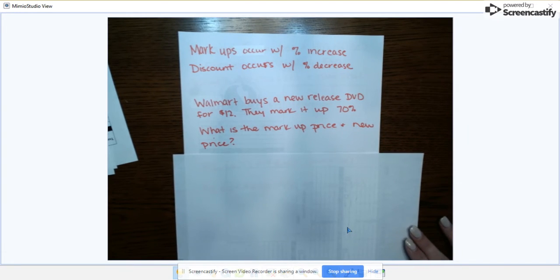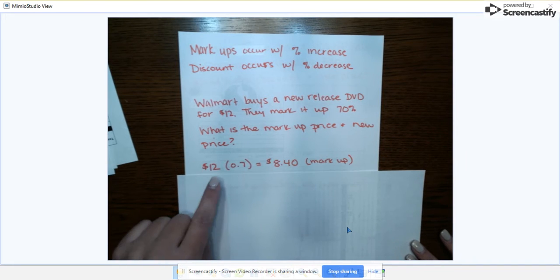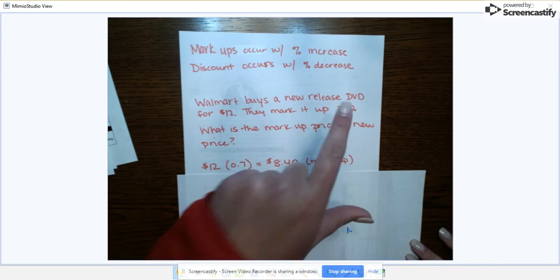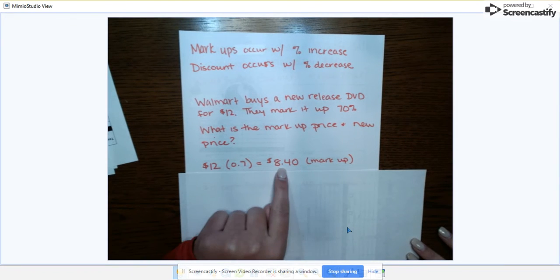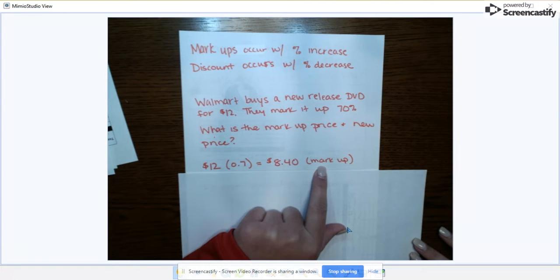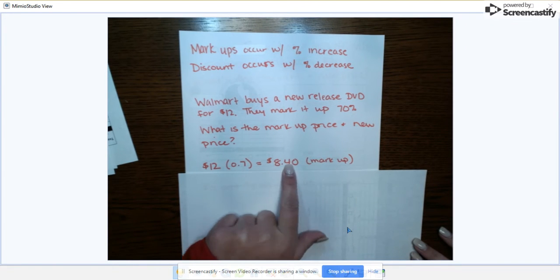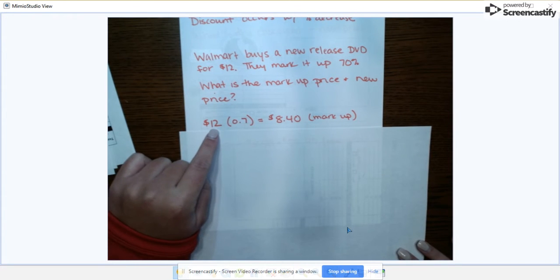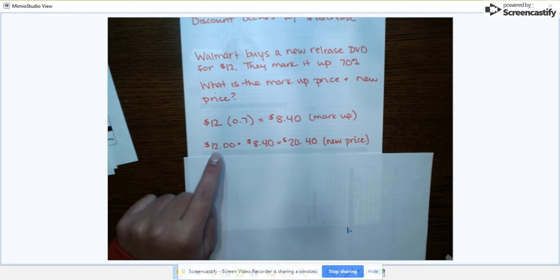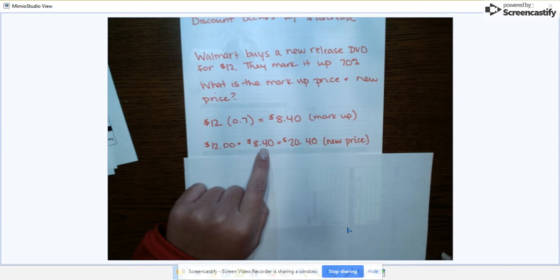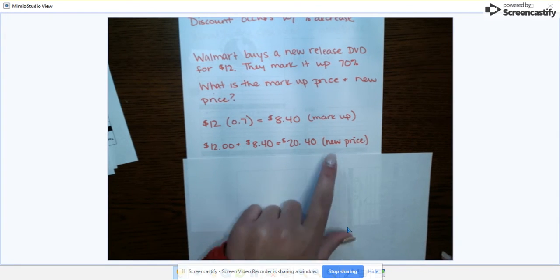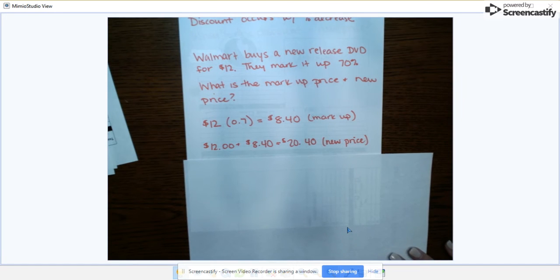So to find that markup price, we're going to take what they pay, the $12, times the percentage that they're increasing it by. So 12 times 0.7 gives us $8.40. So Walmart is going to mark up that DVD $8.40. And then to find the new price, I have to take what they paid plus that markup value. So $12 plus that $8.40 would give us $20.40 as that new price, or what we would have to pay.